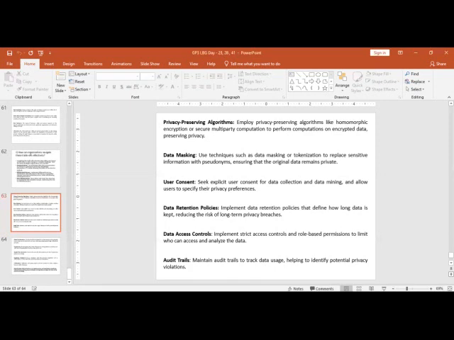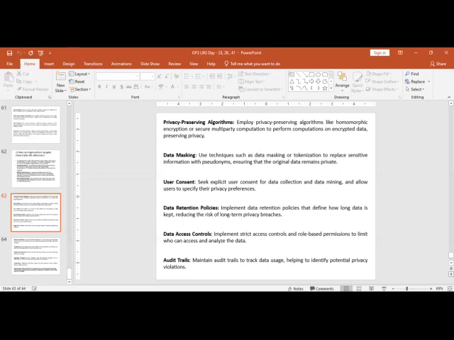User consent: seek explicit user consent for data collection and data mining and allow users to specify their privacy preferences. Data retention policies: implement data retention policies that define how long data is kept, reducing the risk of long-term privacy breaches. Data access controls: implement strict access controls and role-based permissions to determine who can access and analyze the data.